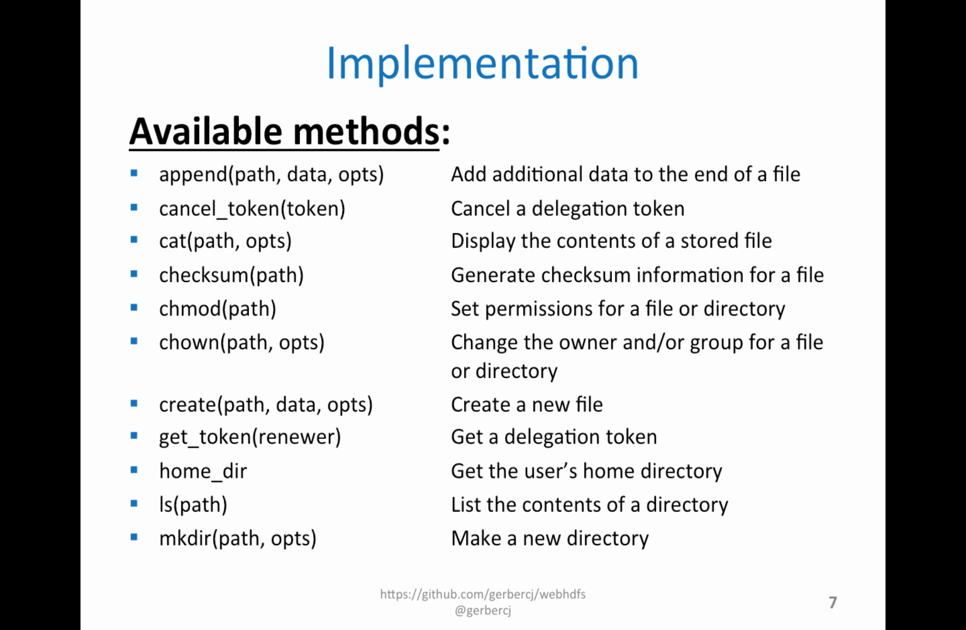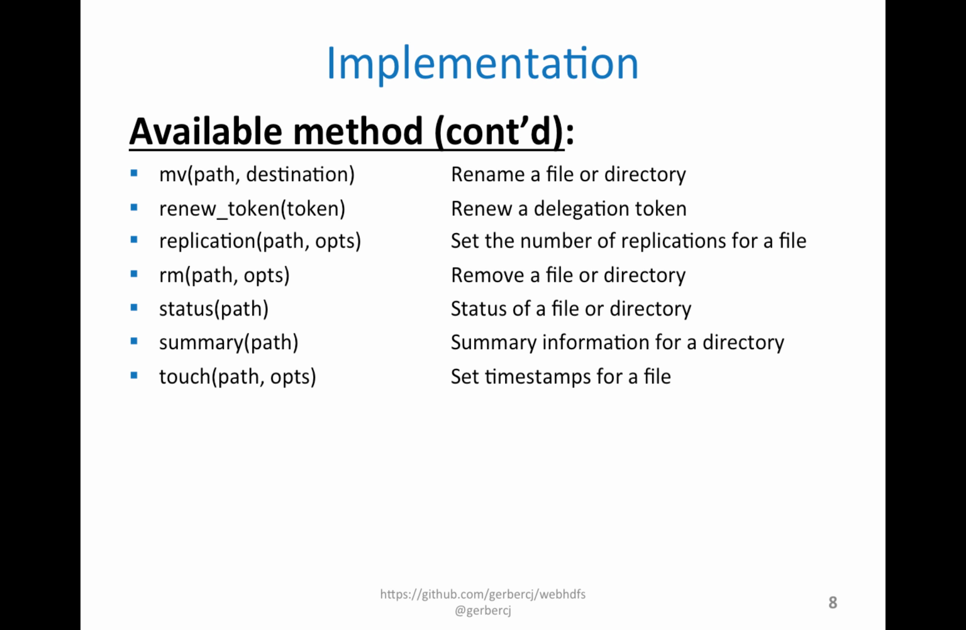Homedir returns the user's current home directory. ls lists the contents of a directory. Makedir makes a new directory. Move can rename either a file or a directory. Renew token renews a delegation token. Replication sets the number of replications for a given file. rm removes either a file or a directory. Status returns the status of a file or directory. Summary provides summary information for a directory. And touch sets the timestamps for a file.